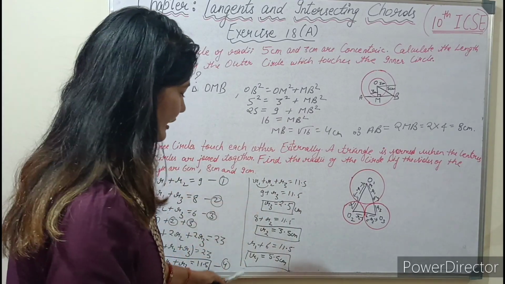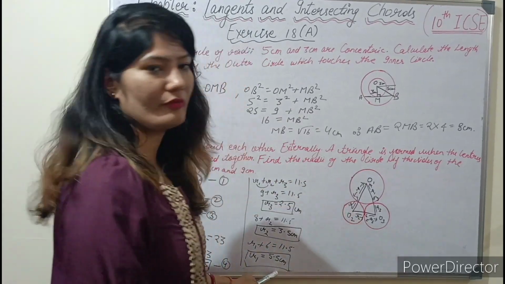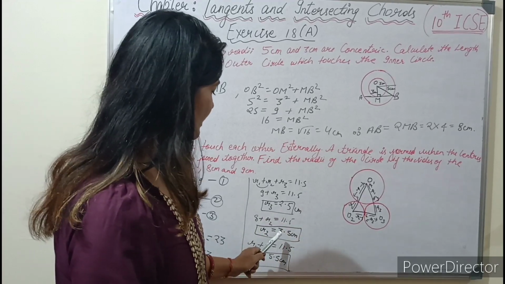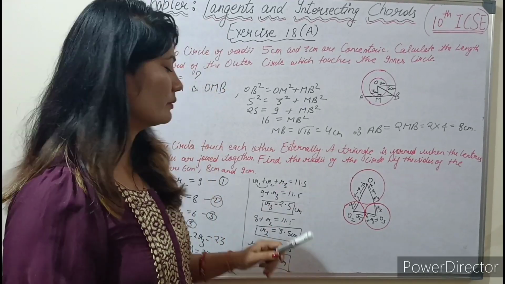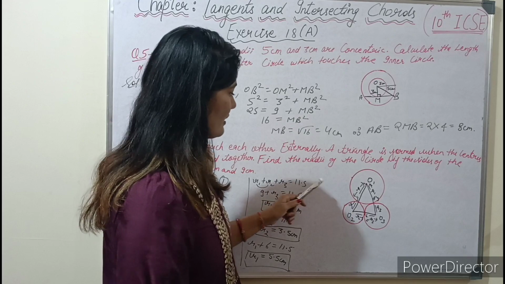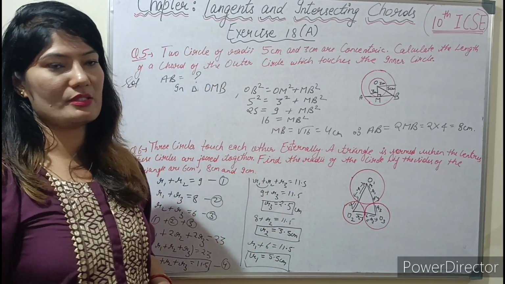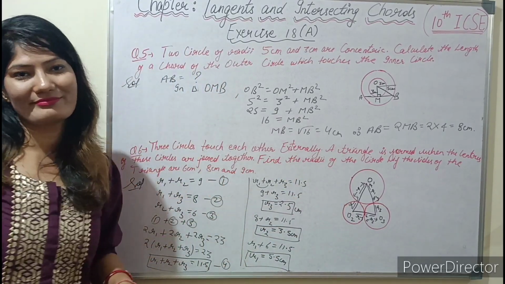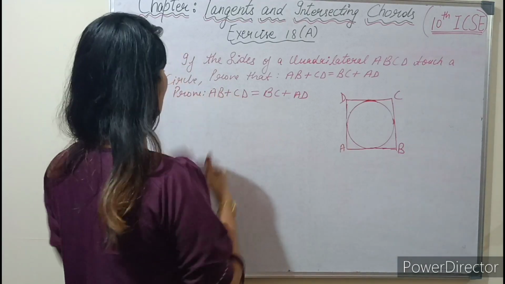So therefore, the radius of the first circle is 5.5 centimeter, the radius of the second circle is 3.5 centimeter, and the radius of the third circle is 2.5 centimeter. So please have a look. Now moving to question number 7.